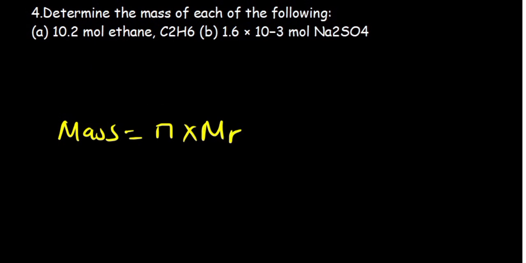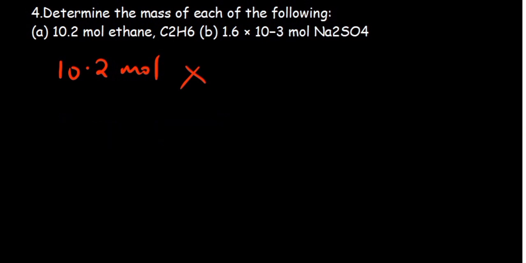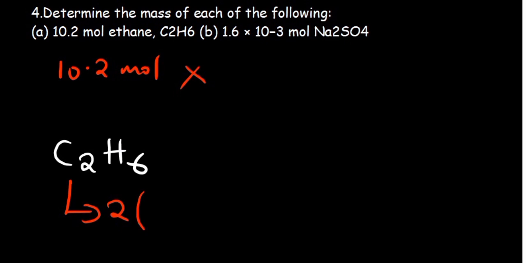Okay, so what do we have for our number of moles for the first part of the question? We have 10.2 moles. We need to multiply by the molar mass. So for our molar mass, what do we have? Let's do our calculations. That is the formula that we have. So if you check your periodic table, we have 2 atoms of carbon. What is the molar mass on the periodic table? It's 12.0107.